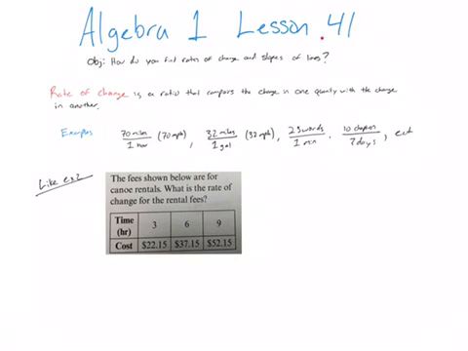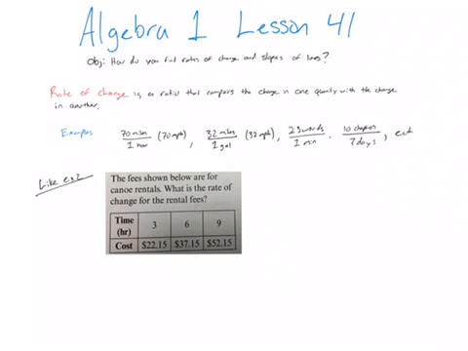Hello Algebra 1 students, this is lesson 41. Our objective is how do you find rates of change and slopes of lines. So first of all, let's define what a rate of change is. A rate of change is a ratio that compares the change in one quantity with the change in another.